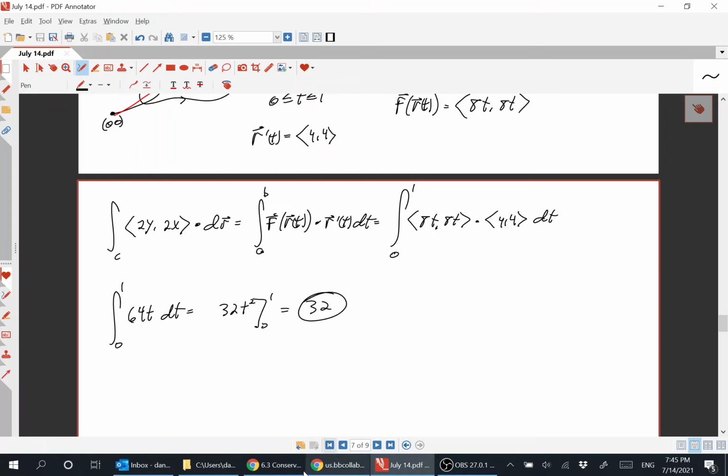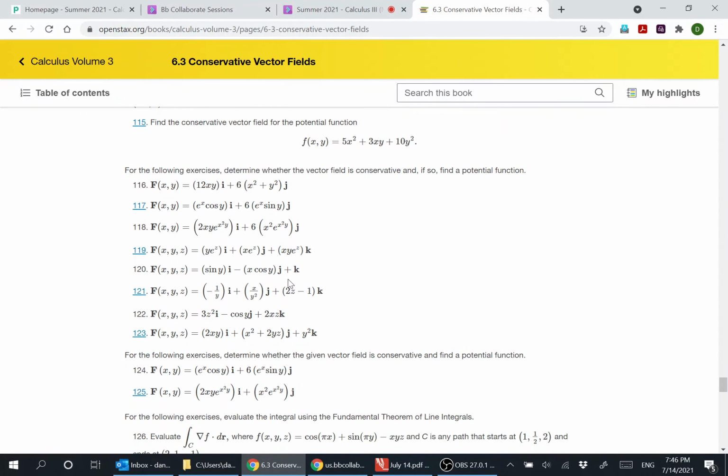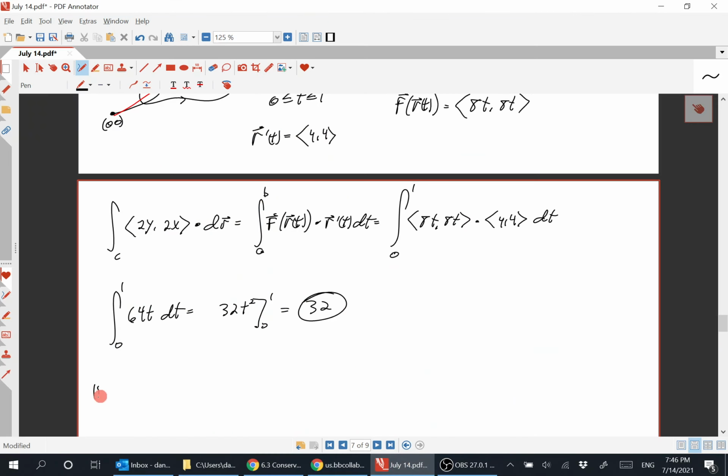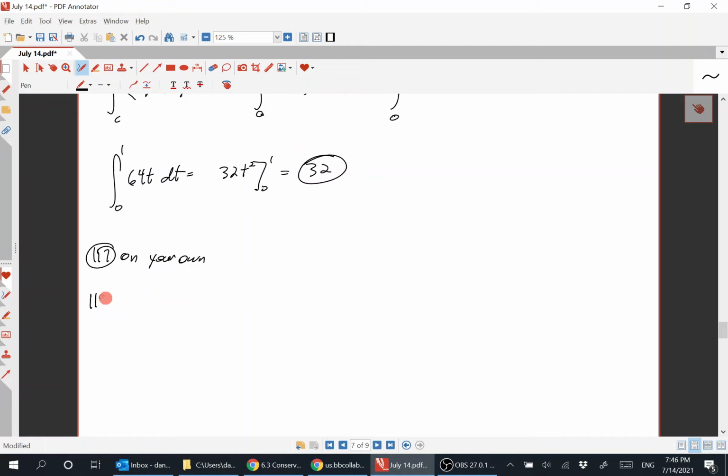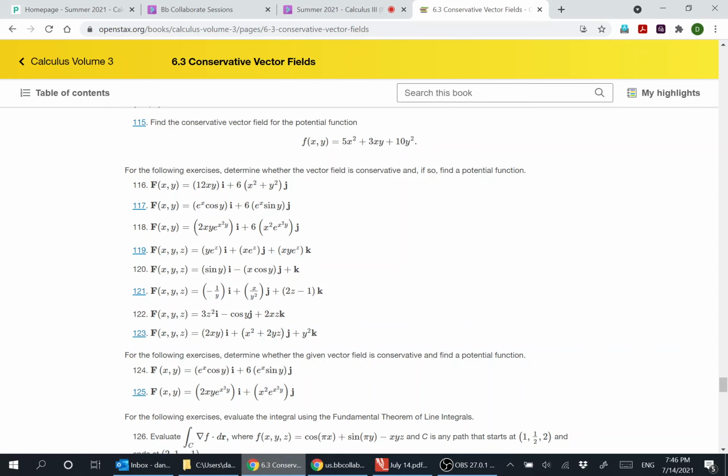117. So for the following exercises, determine whether it's conservative. This is just like the other ones that we just did. Let's do one. So on your own, 117 on your own. But let's do number 119. Is that the one that's assigned? Yeah, 119. Or 120, 119 and 122.